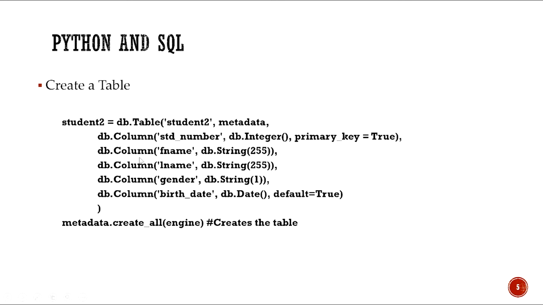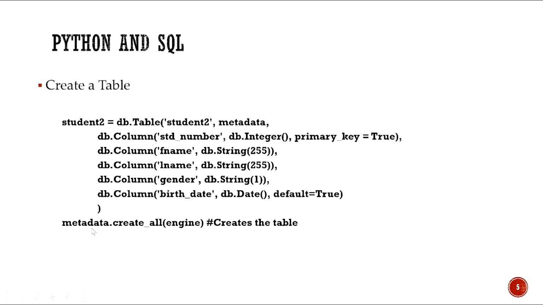Then we can add the next column, which is first name, and its type is a string, so db.String with the maximum length of 255 characters. The next column is last name, and its type is a string. The other column is gender, its type is a string again, but with 1 character. And the last column is birth date, and its data structure is date, and that's why we imported the datetime module. And we go with the default version, which is 4 digits for years, 2 digits for month, and 2 digits for days.